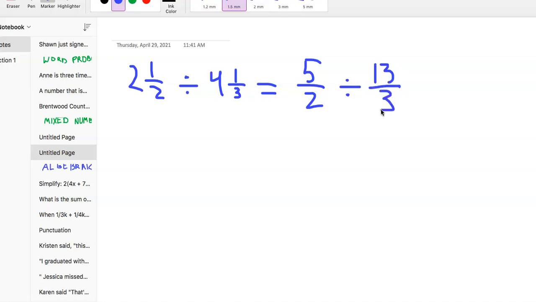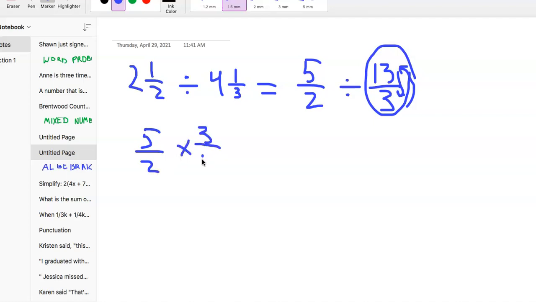13/3. Okay, so now when we are dividing fractions, we take the second fraction and we flip it. So the 3 goes up top, 13 to the bottom, and then we multiply. So that gives us 5/2 times 3 over 13, and then we just multiply it out. 5 times 3 is 15. 2 times 13 is 26.